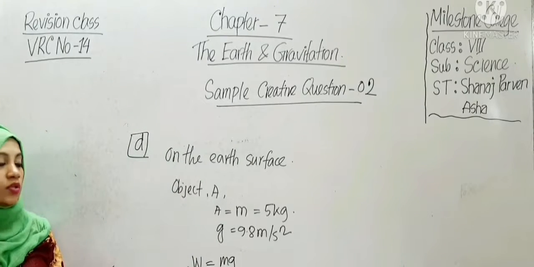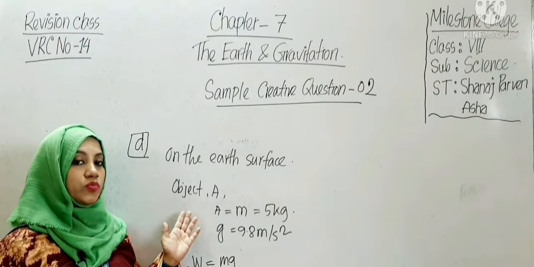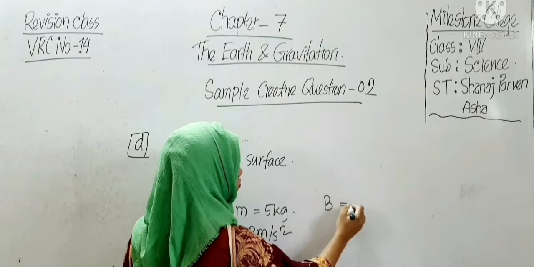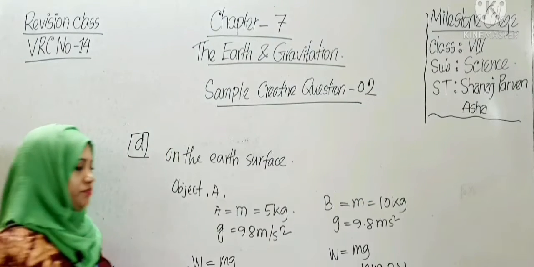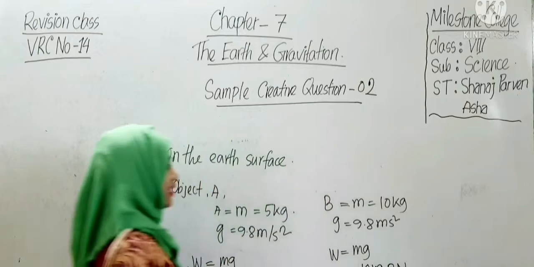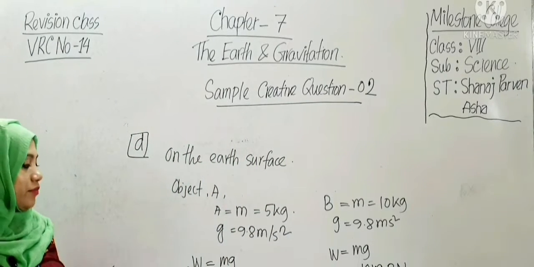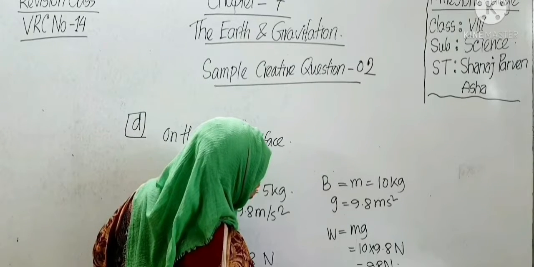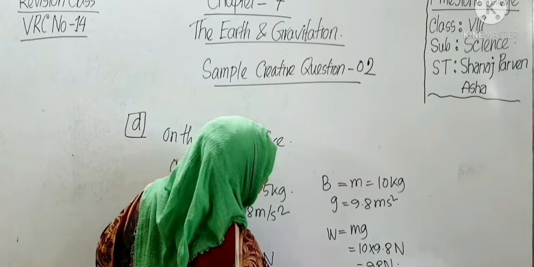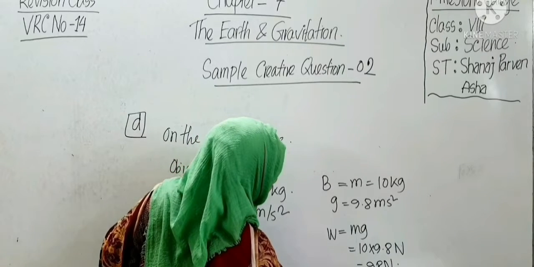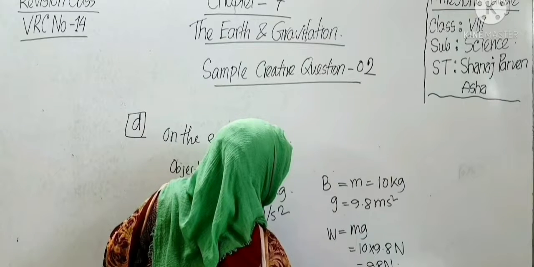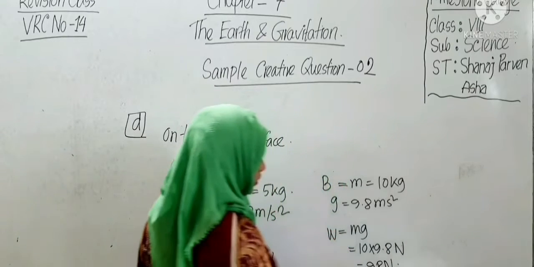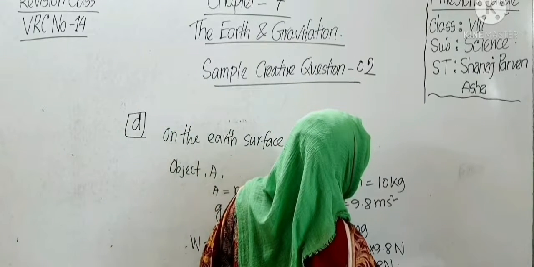Got it? So you have to find out the weight of B also. M equals 10 kg. Now we have to find out the total sum. That means you have to add 49 plus 98. The total weight, 49 plus 98 Newton, equals how much? 147 Newton.